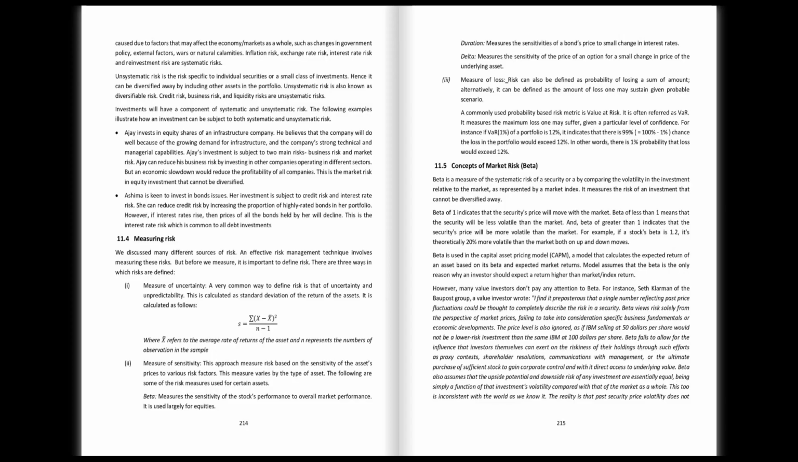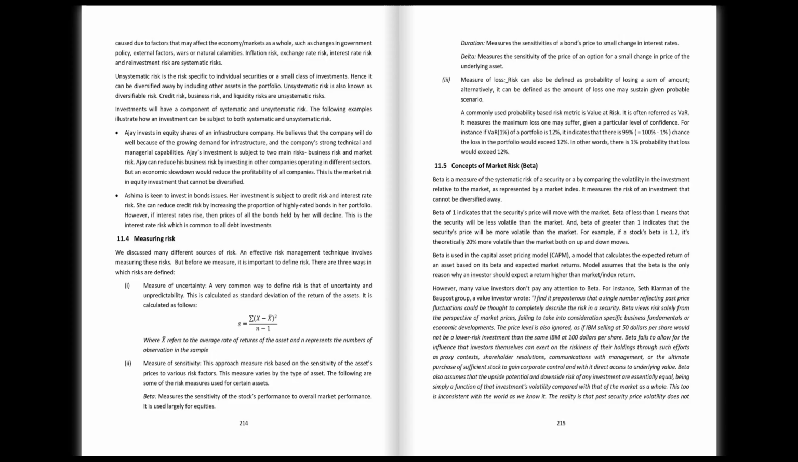2. Measure of sensitivity. This approach measures risk based on the sensitivity of the asset's prices to various risk factors. This measure varies by the type of asset. The following are some of the risk measures used for certain assets. Beta measures the sensitivity of the stock's performance to overall market performance. It is used largely for equities.